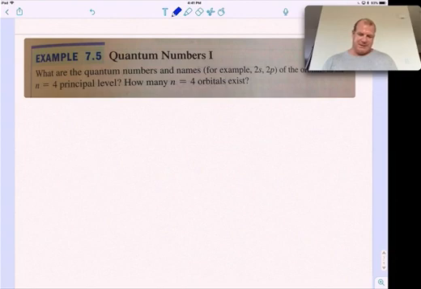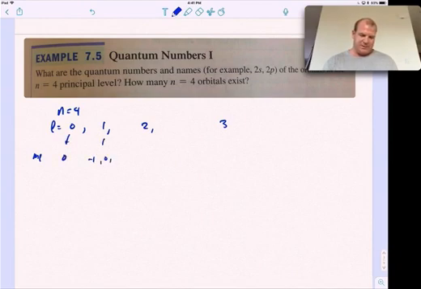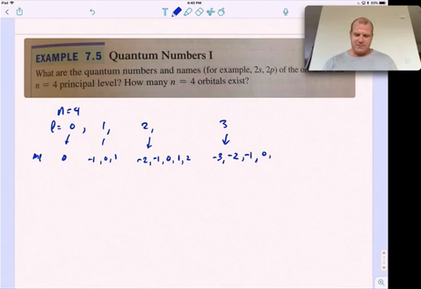But we can look at this another way. n equals 4, and L can be equal to 0, 1, 2, and 3. If L is 0, m sub L has to be 0. For 1, it can be minus 1, 0, or 1. For 2, it can be minus 2, minus 1, 0, 1, and 2. For 3, it's minus 3, minus 2, minus 1, 0, 1, 2, and 3.